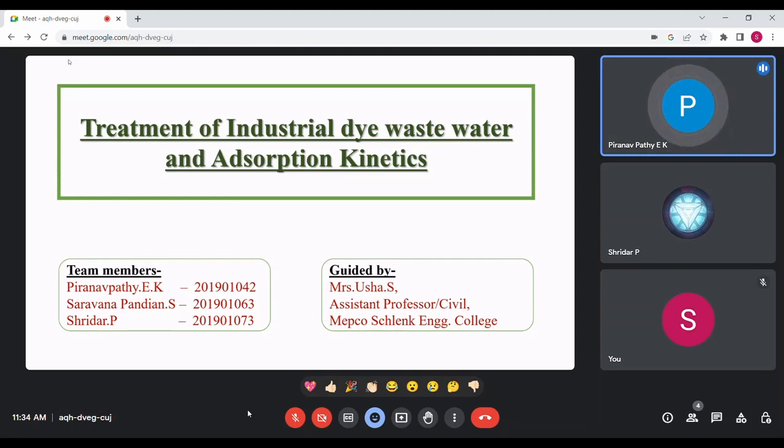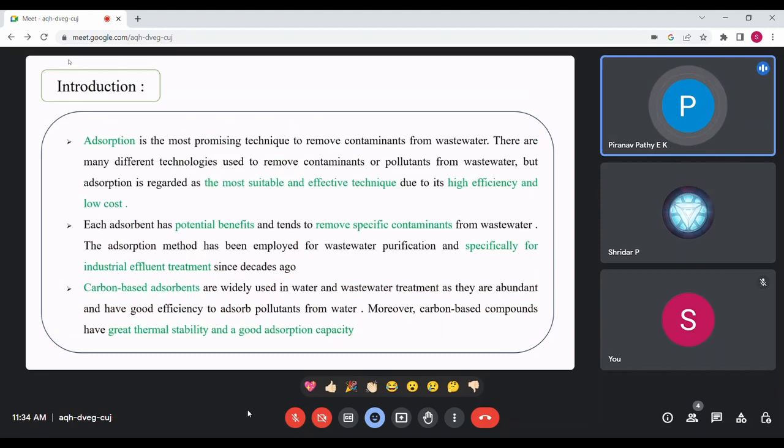Here is a short introduction of our project. Our project is mainly based on the adsorption technique, which is of high efficiency and low cost, and depends on surface property. We have used three materials here: activated carbon, chitosan, and starch, which are good adsorbents. Adsorption is a good technique and it has great thermal stability and a good adsorption capacity.